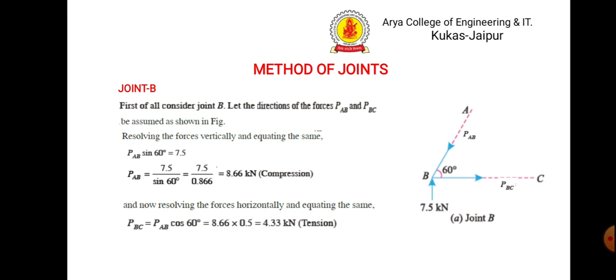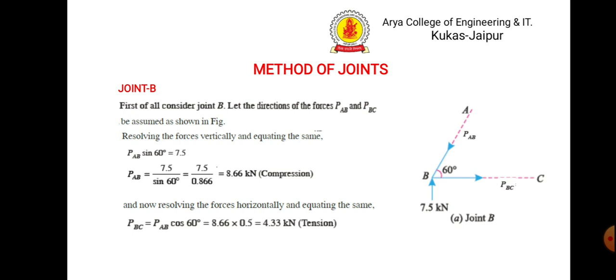There are only two forces. So PAB is 8.66 kilonewton. We have assumed compression, so it comes out positive, so it is also in compression. Now we resolve the forces horizontally. So PBC towards the right equals PAB cos 60, which is towards the left-hand side. So PBC is 4.33 kilonewton.